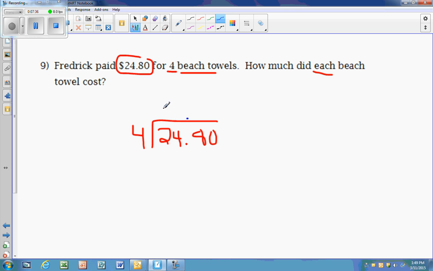And 4 goes into 2 0 times. 4 goes into 24, though, 6 times. 4 goes into the 8 2 times, and 4 goes into the 0 0 times. So our answer would be $6.20 for each towel. And in order to check it, I could always do $6.20 times 4, and I should get $24.80.